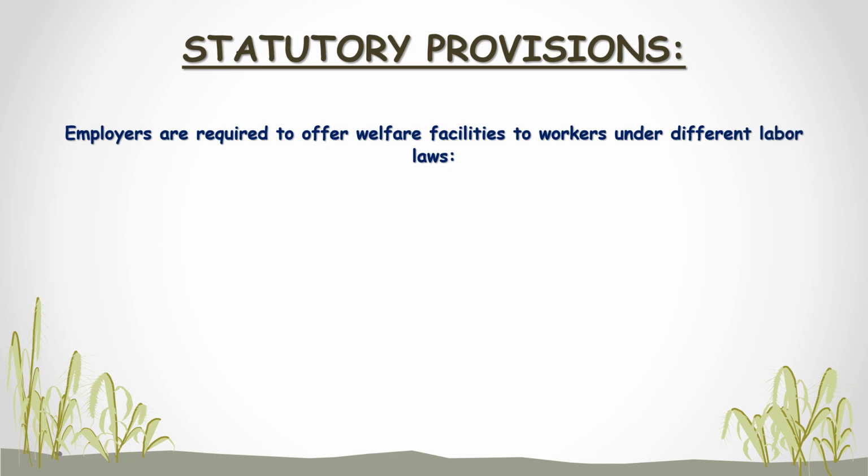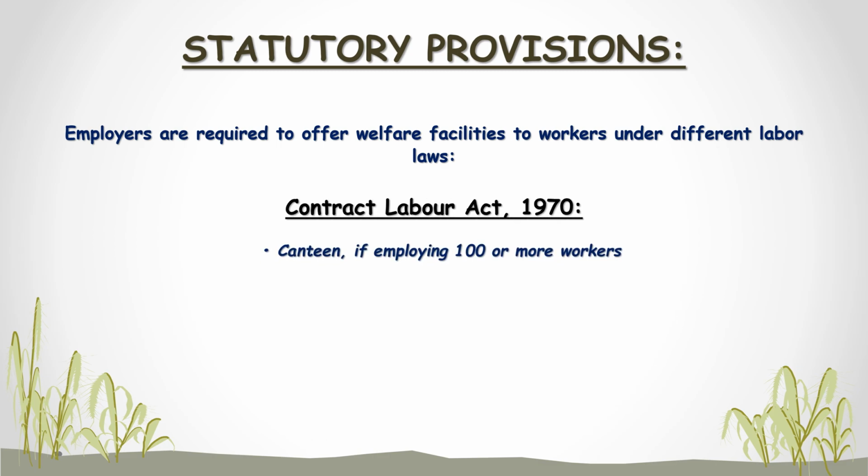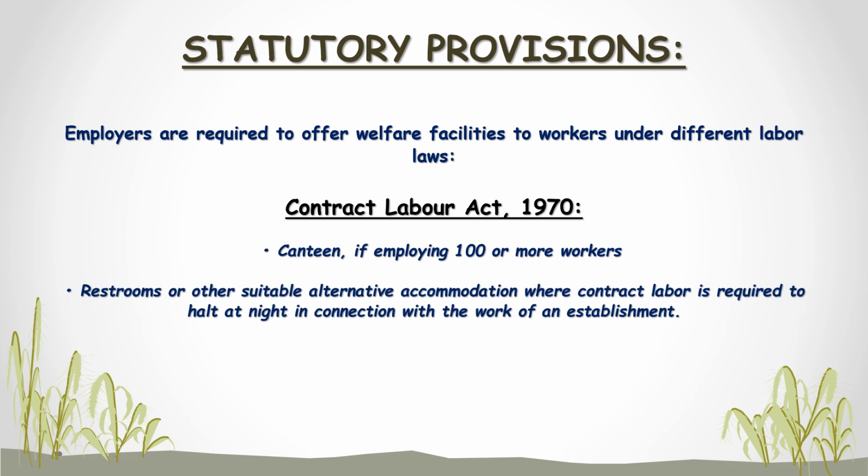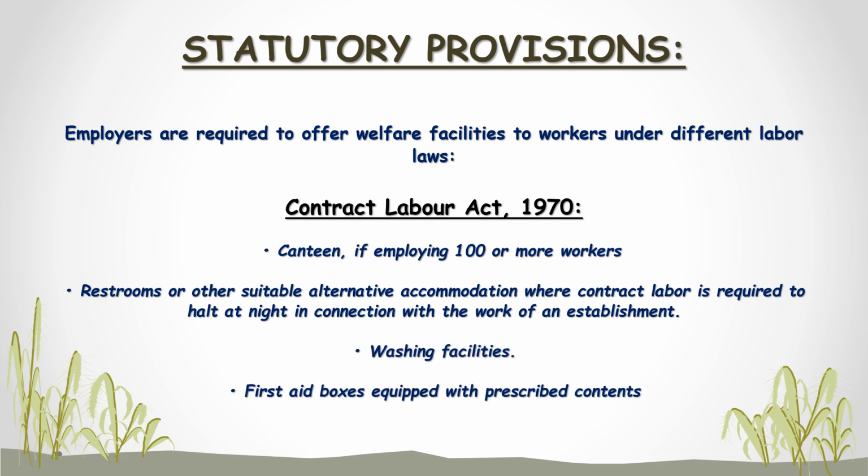Employers are required to offer welfare facilities to workers under different labor laws. Contract Labor Act, 1970. Canteen, if employing 100 or more workers. Restrooms or other suitable alternative accommodation where contract labor is required to halt at night in connection with the work of an establishment. Washing facilities. First aid boxes equipped with prescribed contents.